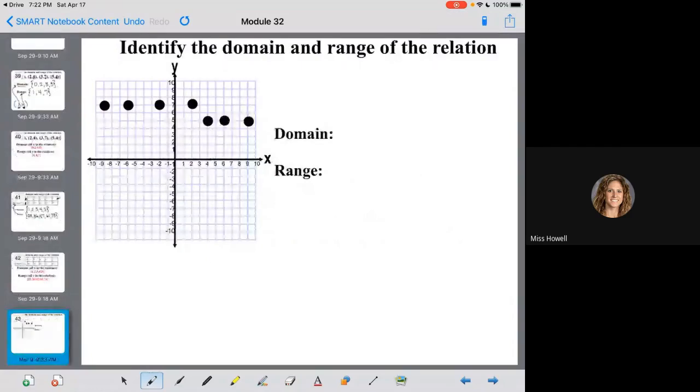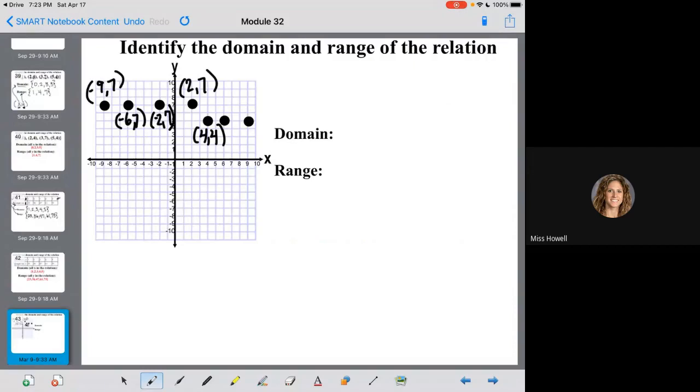All right, so for this one, our domain is any possible x. So the first thing I would maybe want to do is write out my ordered pairs here. So for this first point, we're at negative 9, comma 7. For the second point, we're at negative 6, comma 7. For this one, we're at negative 2, comma 7. For this next one over, we're at 2, comma 7. And then 4, comma 4 is that next one down.